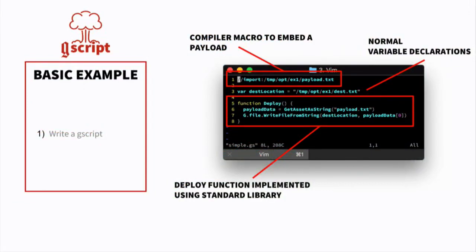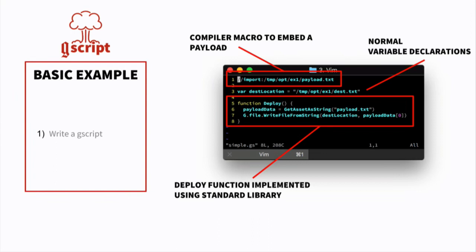We've sprinkled some syntactic sugar in the form of comment macros, so compiler macros that you see in the very first line there. That import statement is telling the GScript compiler, I want you to import this file off my disk when we go to bundle this together. The next line, line 3, is just a normal variable declaration like you would write in JavaScript. And lines 5 through 8 are a function called deploy.